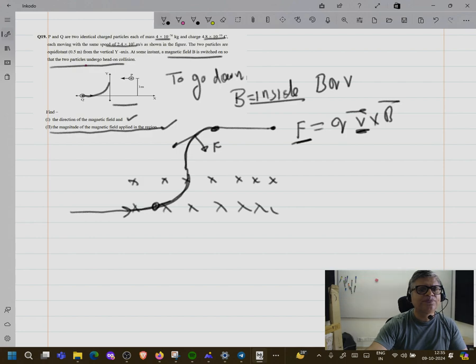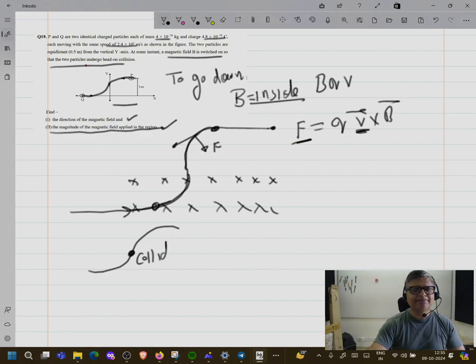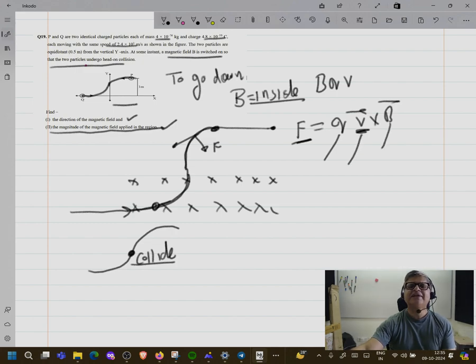Now, if you see, this will start executing a circular motion like this. And this too will start executing a circular motion like this. So both are some small circular motions, part of circles. I will just draw a better diagram like this, right? So they collide here. So by symmetry, you can see what will happen. One, the radius will be identical. Why? Because the charge is same, velocity is same, magnetic field is same.